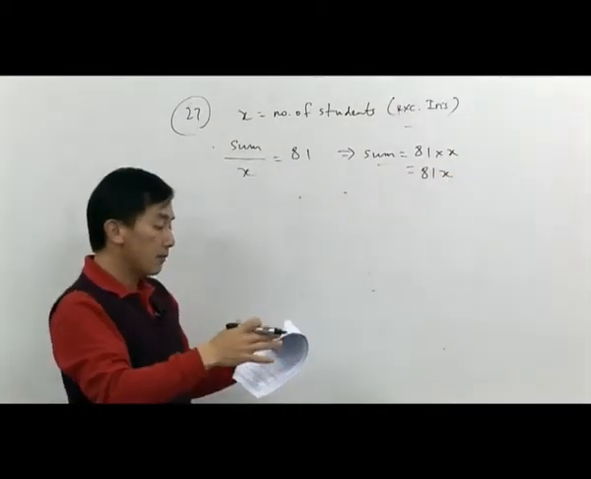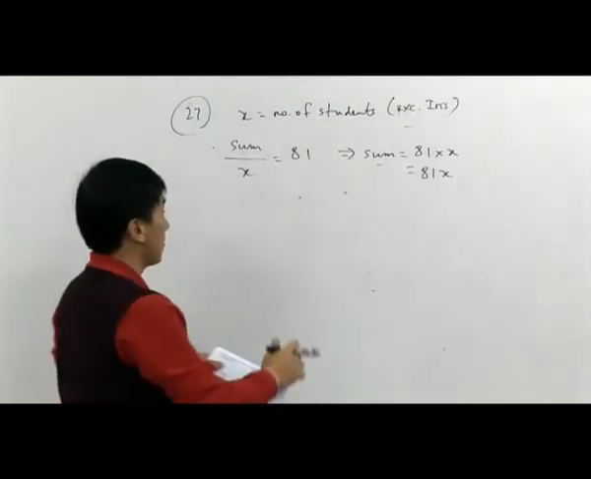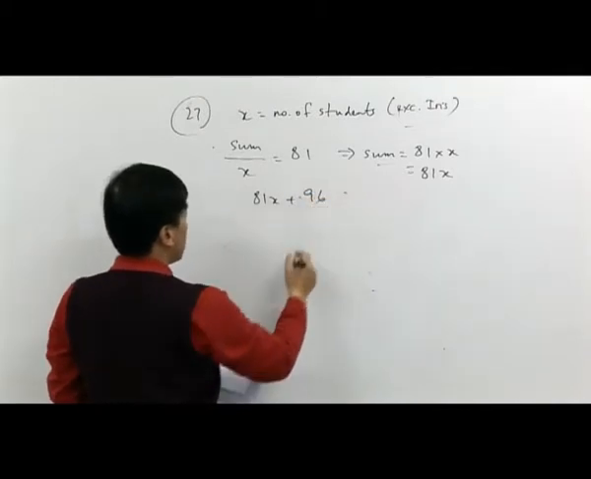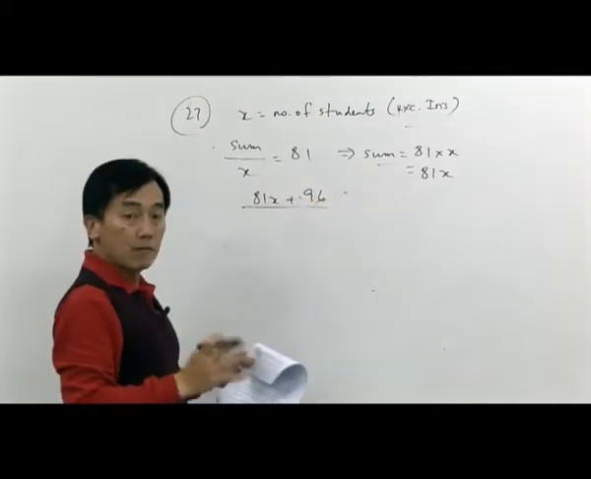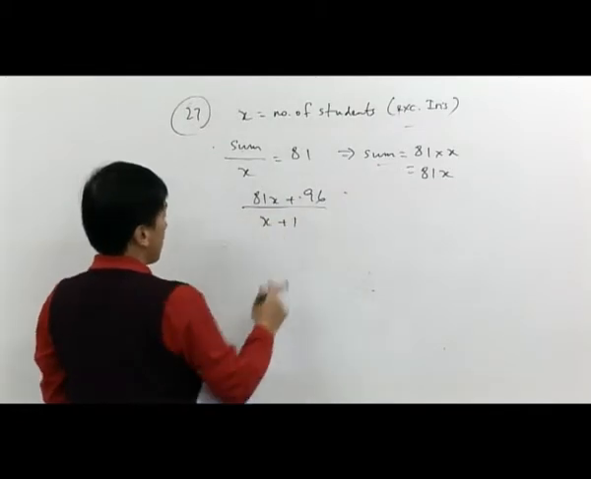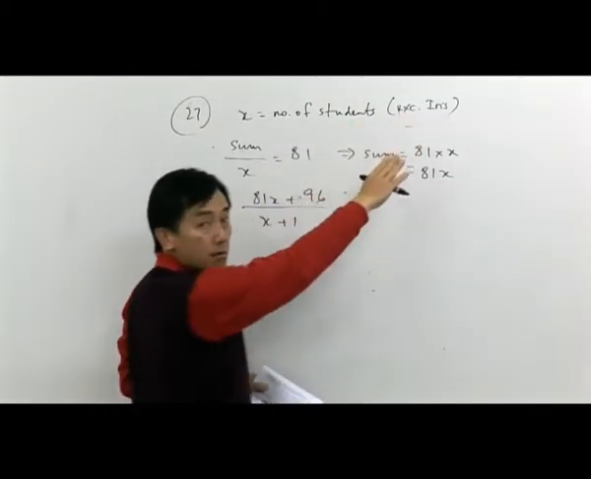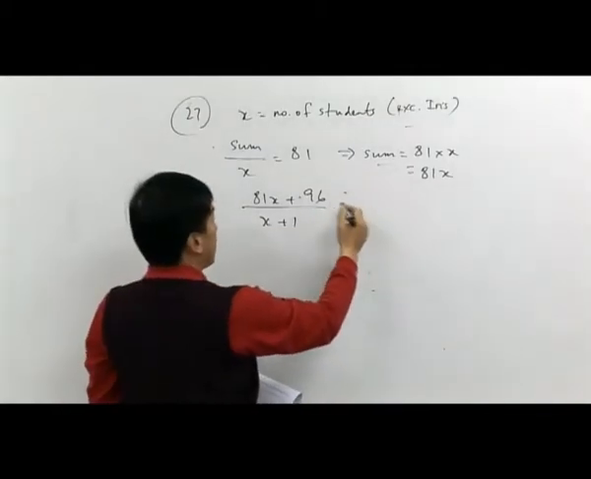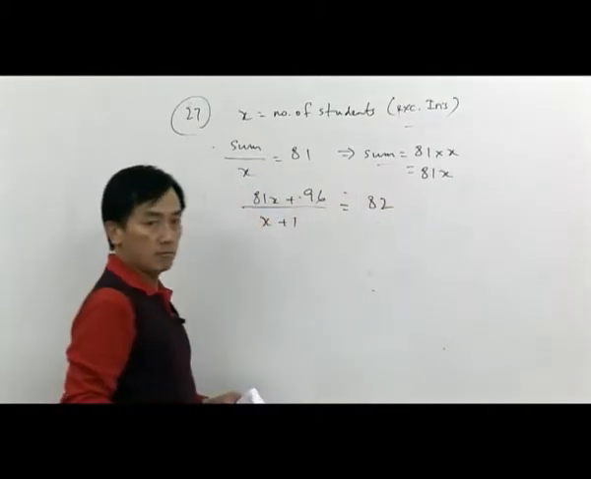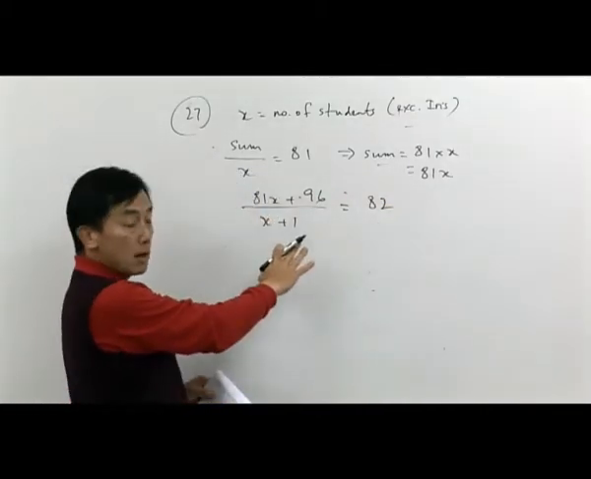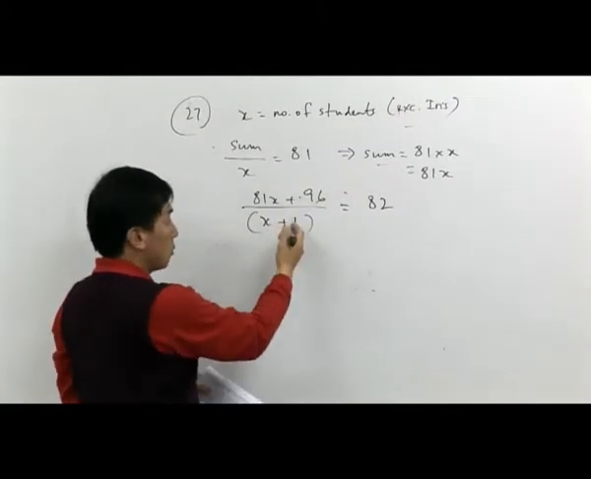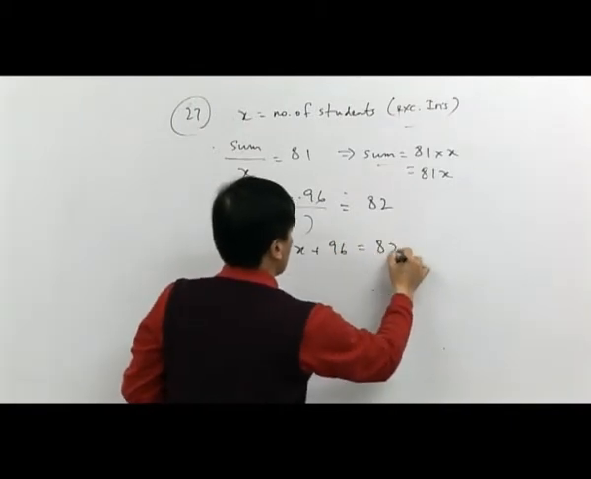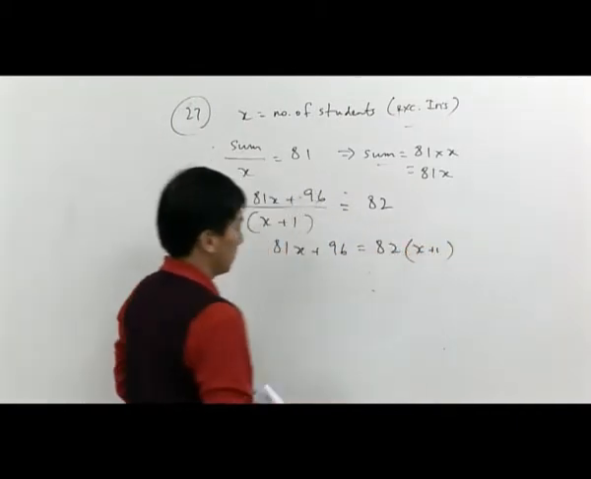Okay. Now Iris sat for the exam. She scored 96 on her exam. So we add that to the total, 81x plus Iris's score, which is 96. Now we want to find the average. So that's going to be x plus 1. So x is the number of students before Iris, so you need to divide by x plus 1. That's including Iris in here. Now the average has improved to 82. We want to get rid of x plus 1, so we multiply both sides by x plus 1. So that's going to be 81x plus 96 equals 82 times x plus 1.